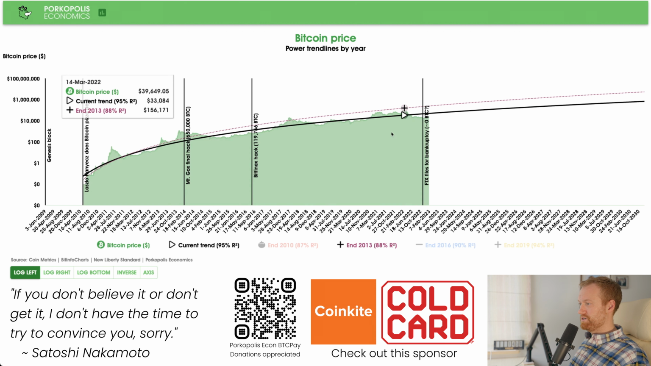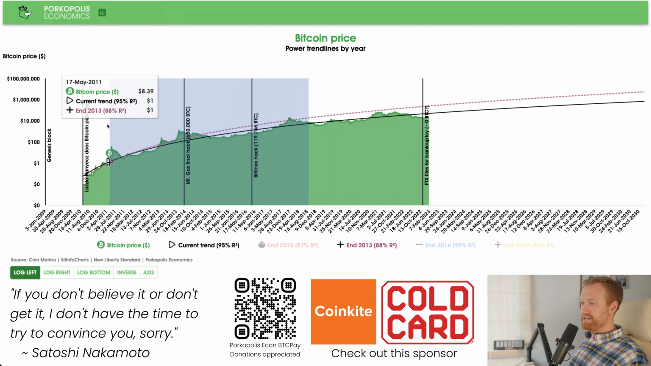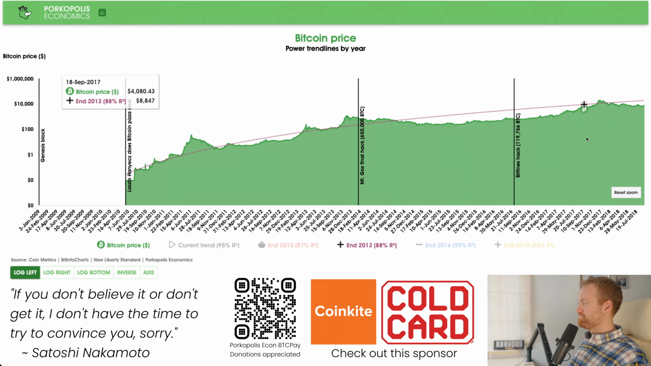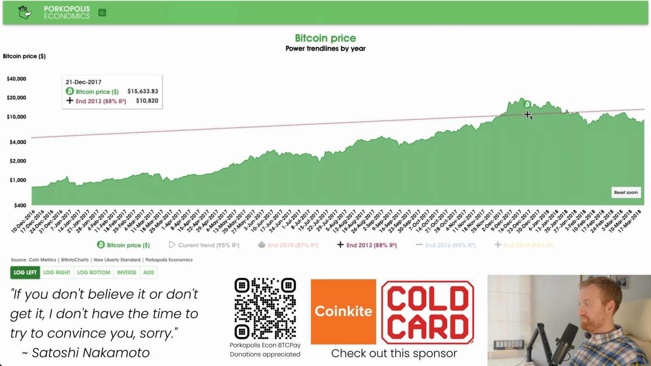And let's zoom out again. The only time we hit the 2013 trend again was in 2017. The 2017 boom, $20,000 Bitcoin. We see that we went over it. The trend line was about $10,000 at this point. Let's even take off the current trend. The trend line from 2013 was about $11,000, $10,000, and we went to $20,000 Bitcoin. We were roughly double the trend line for a couple days. Okay. So that was the last time that Bitcoin was above the 2013 trend line.